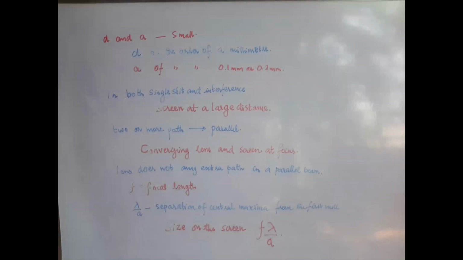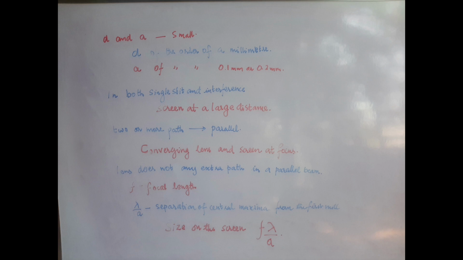Next, when we consider d and a, we can say that d is a distance for good interference and diffraction pattern. We can consider d as of the order of millimeters, a millimeter or so, and we can consider the width a as 0.1 millimeter or 0.2 millimeter.